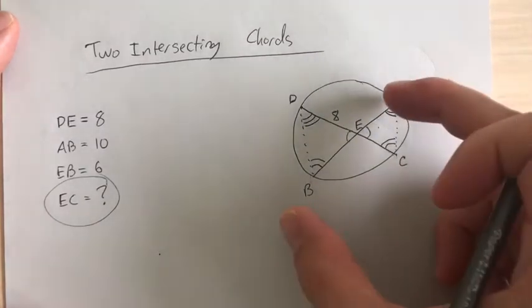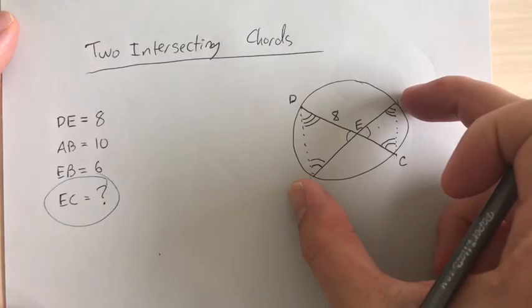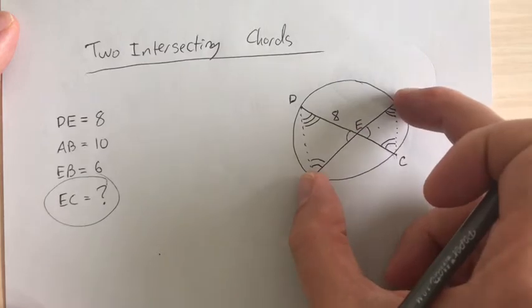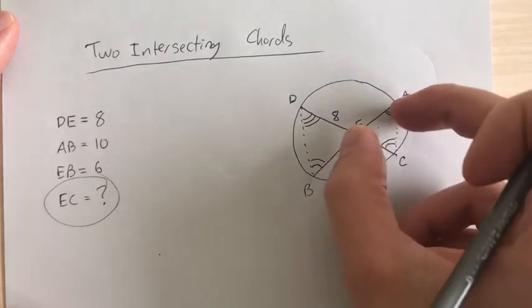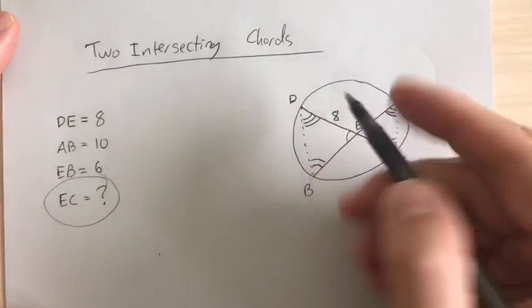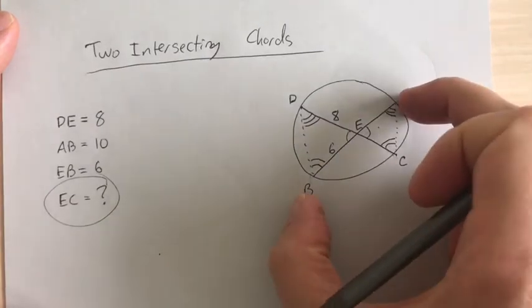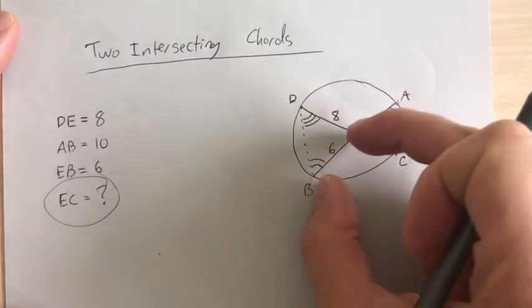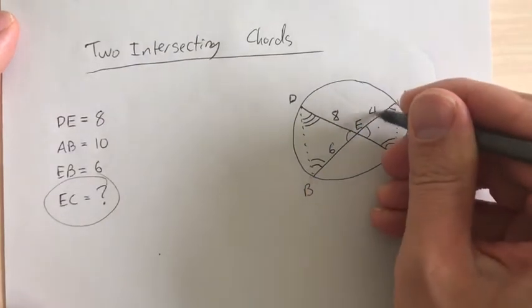AB, which is that whole length, is 10. Now, EB is 6. So instead of writing 10 here, I'm going to break this down. I want to find out this segment and this segment separately. So EB, let's say here, is 6. Well, if this whole length is 10, what would that length be? It would be 10 minus 6, right? So that would be 4.